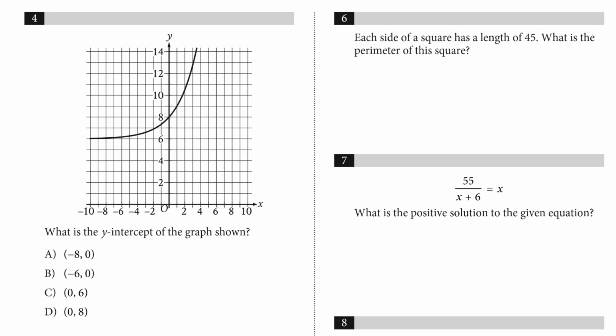Number 4. What is the y-intercept of the graph shown? The y-intercept is wherever the line crosses the y-axis, which is the vertical line. We can see that our graph crosses the y-axis right here at 8. So that means that the y-intercept has to be 8, which will be D.